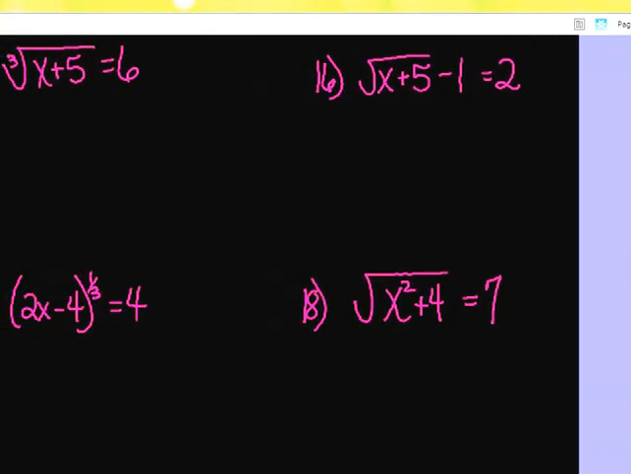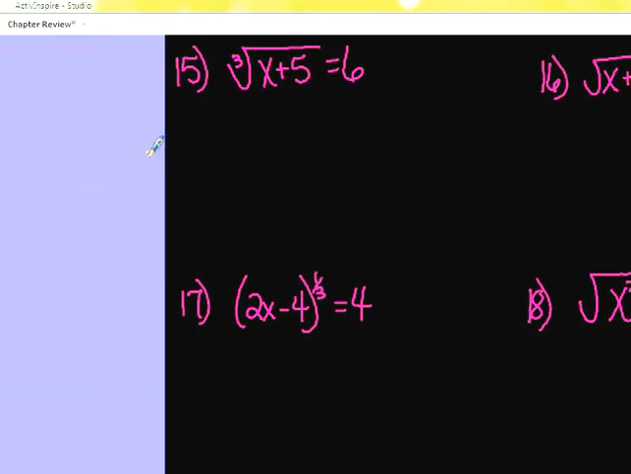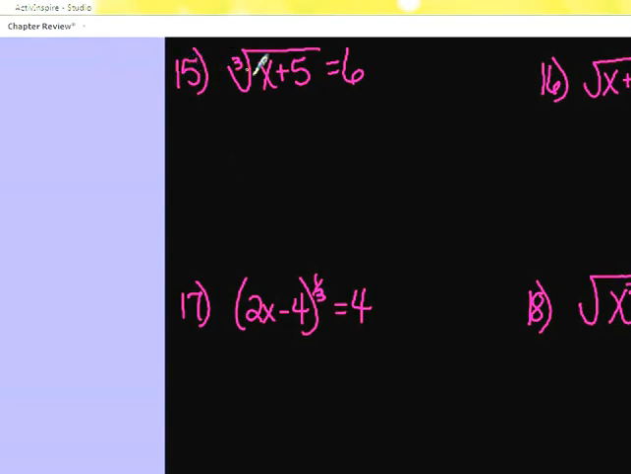Okay. Next one, number 15. Solve each equation, check for extraneous roots. Alright, so first thing we want to do is to isolate the radical. It's been done. And so now what we want to do is raise this to the same power that's in the crook of the symbol.